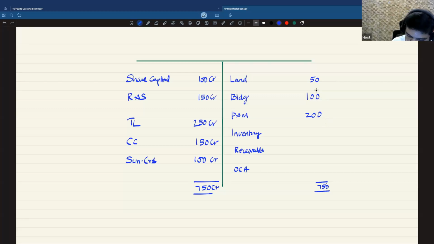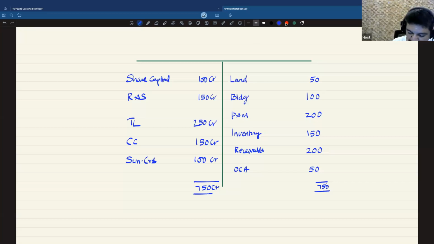So what is the overall position now? It's around 350 crore. And on inventory, what they have spent is 150 crore. And on receivables, what they have spent is 200 crore. Other current assets is 50 crore. Is it totaling to 750? Can someone confirm? 50 plus 100 plus 200 plus 150 plus 200 plus 50. Yeah, this is totaling to 750 crore.